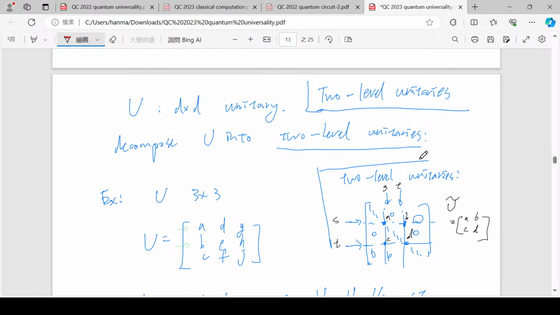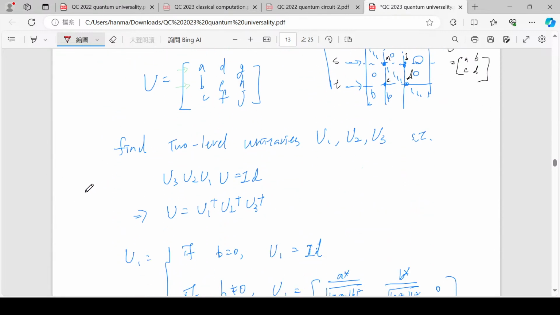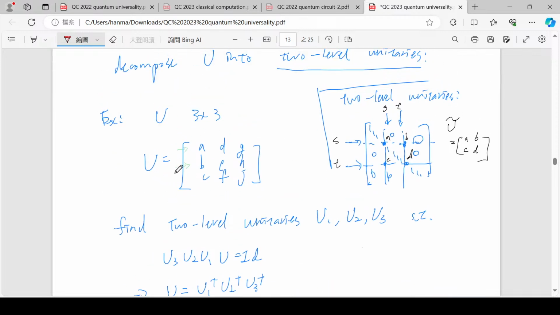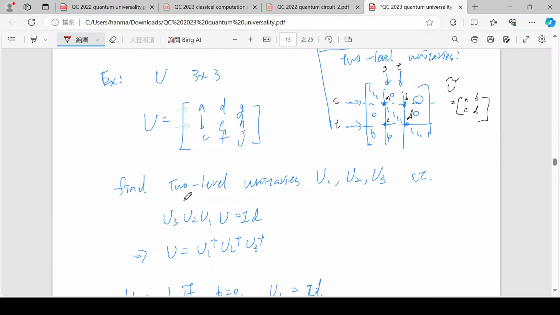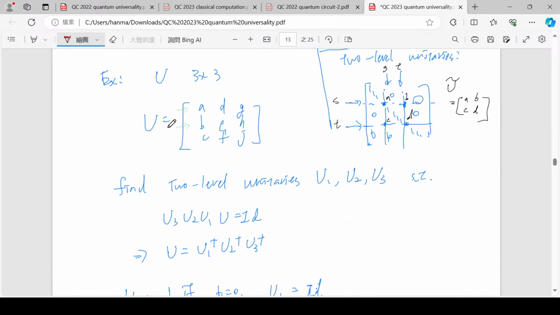And first we show that if you can do any 2-level unitary, then you can get any unitary. That's kind of like Gaussian elimination. So let's see how we do that. If it's a unitary, for example 3 by 3, you have those 9 parameters here. And we want to show that you can have 3 two-level unitaries such that you multiply them together and they become this U. And we can do this calculation backward.